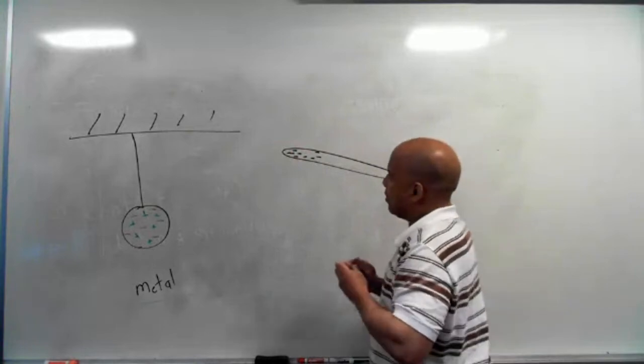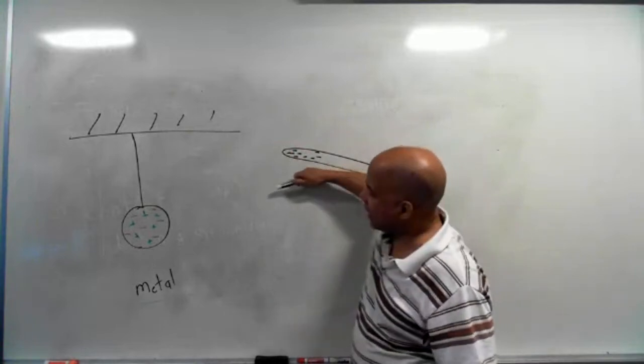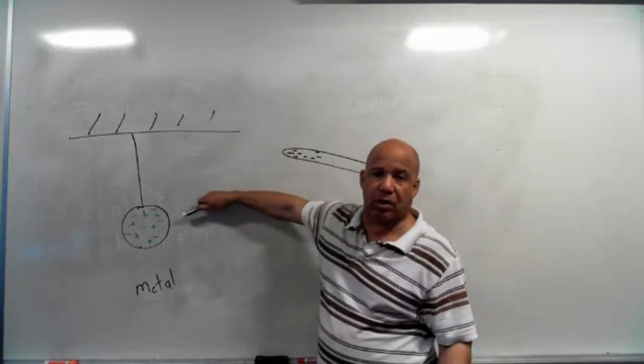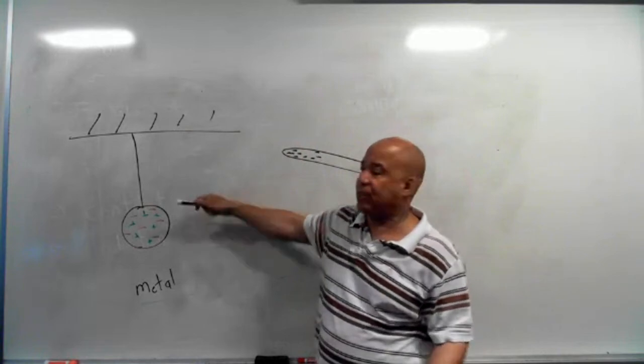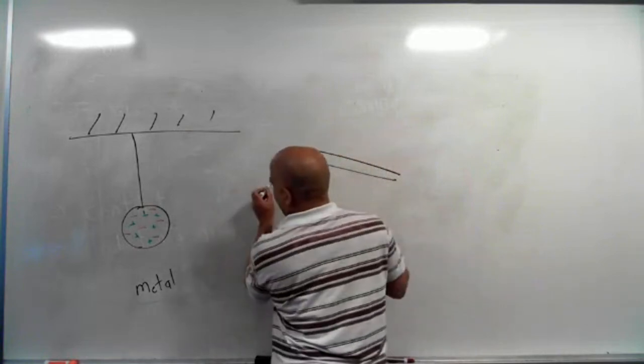And so what I'm going to do is I'm going to take that glass rod, I'm going to put it really, really close to the metal ball, but I'm not going to let it touch. I'm just going to put it right here.